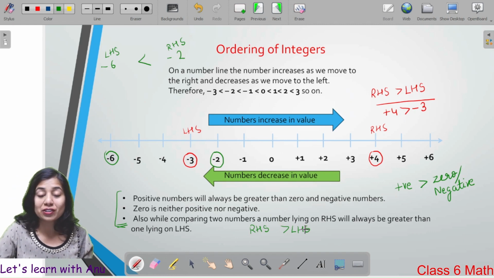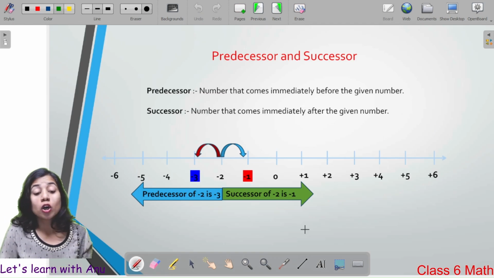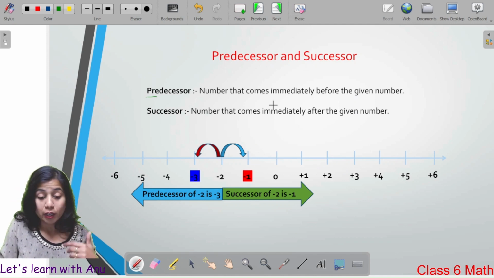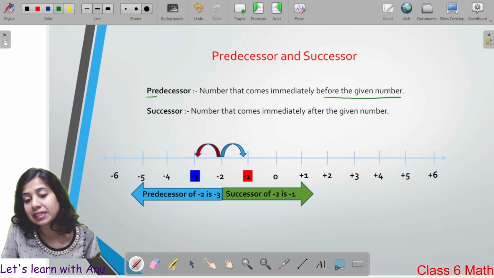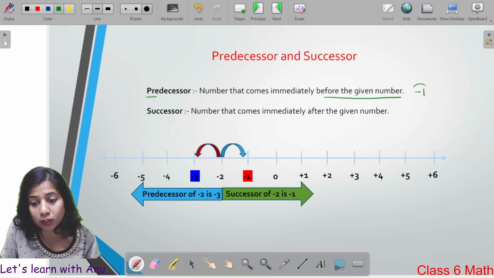Now let's move ahead to the next topic, that is predecessor and successor. So from the name itself, class, we can see pre means before. So the number that comes immediately before the given number is the predecessor. Here we have to subtract 1.